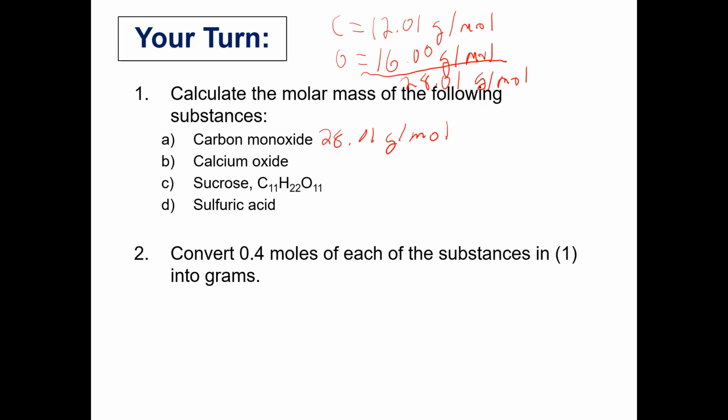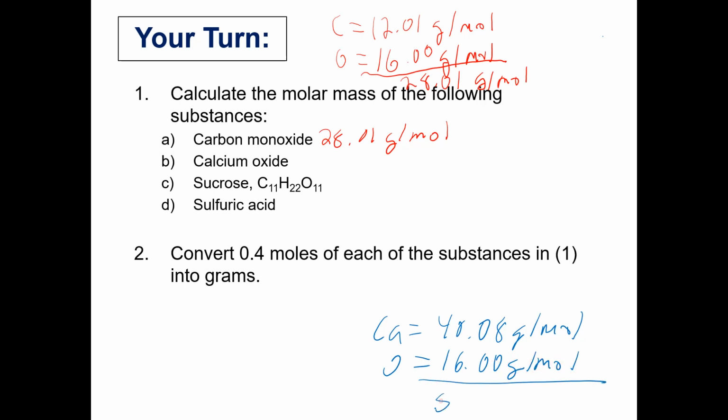Now what about calcium oxide? Let's try calcium oxide. Calcium, if we look that up on the periodic table, has a molar mass of 40.08 grams per mole. And oxygen has a molar mass of 16 grams per mole. So if we add that together, we get 56.08 grams per mole.